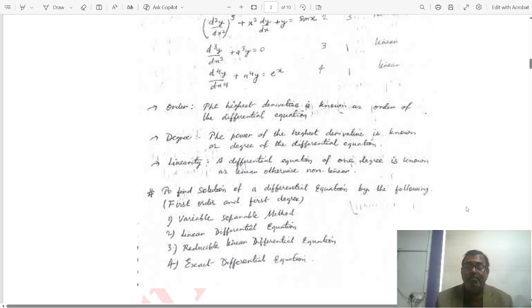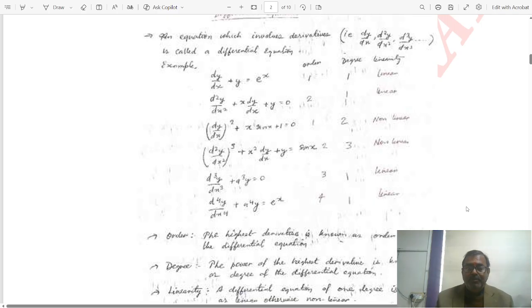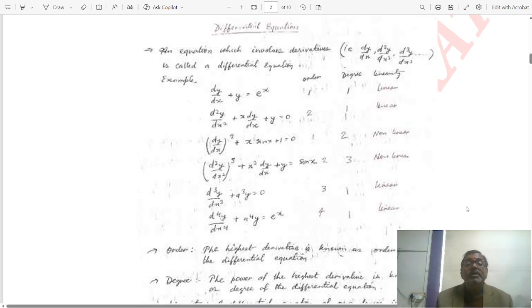For example, in the above table, here we see that the differential equation dy by dx plus y equal to e to the power x has order 1 and degree 1, so that equation is a linear differential equation.